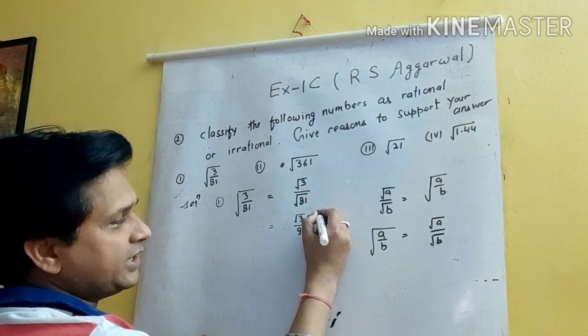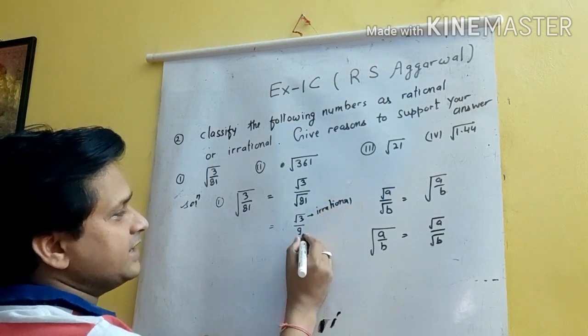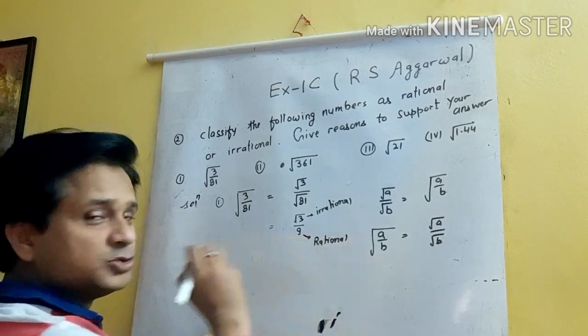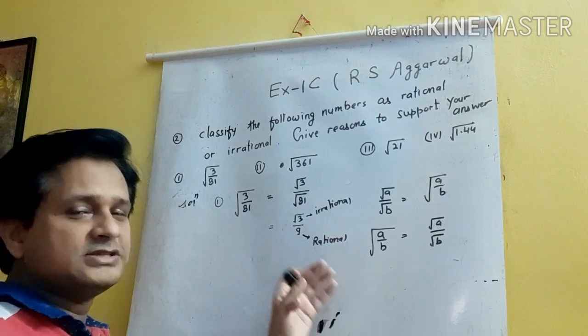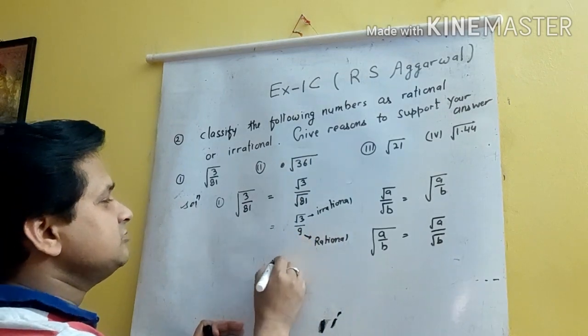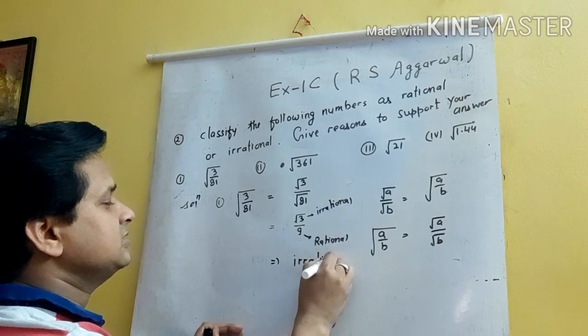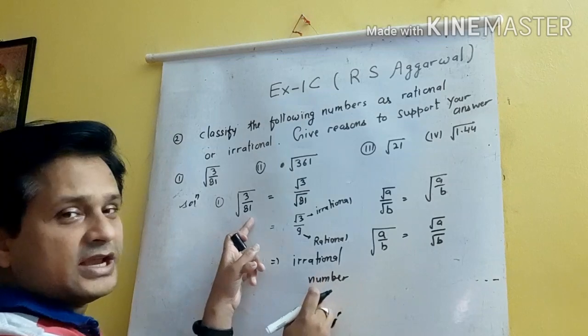√3 is an irrational number and this 9 is a rational number. And I told you one property: the quotient of a rational number and an irrational number is an irrational number. So the result is an irrational number.